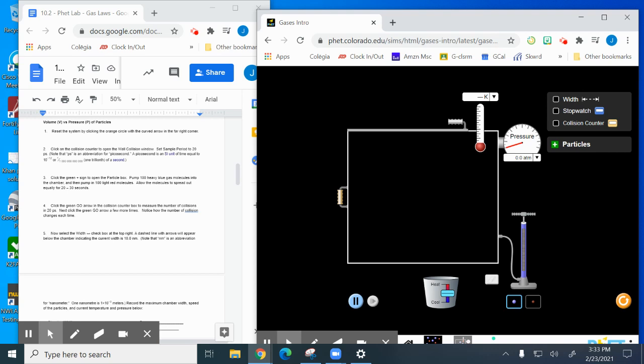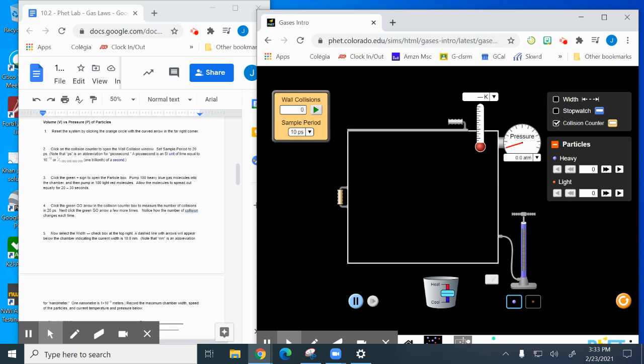So what am I doing? There's particles. Do I need to go to the other sim maybe? Because I don't see the kind of controls they're talking about. Click on the collision counter. Do you see? Oh, there's the collision counter. Okay. Oh, I see. There we go. Okay. So click on the collision counter, wall collision.